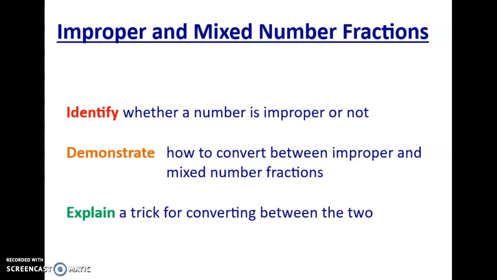So let's start with our first task of identifying an improper fraction. Do you know what an improper fraction is? Pause the video and write down what you think an improper fraction is. Pause the video now.